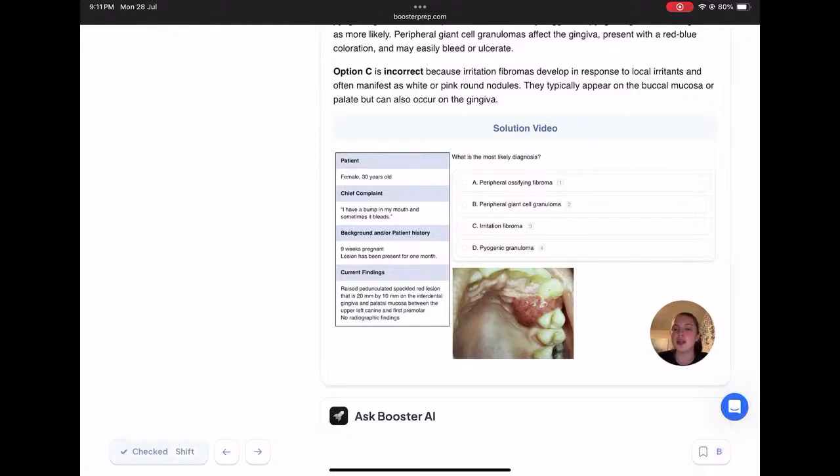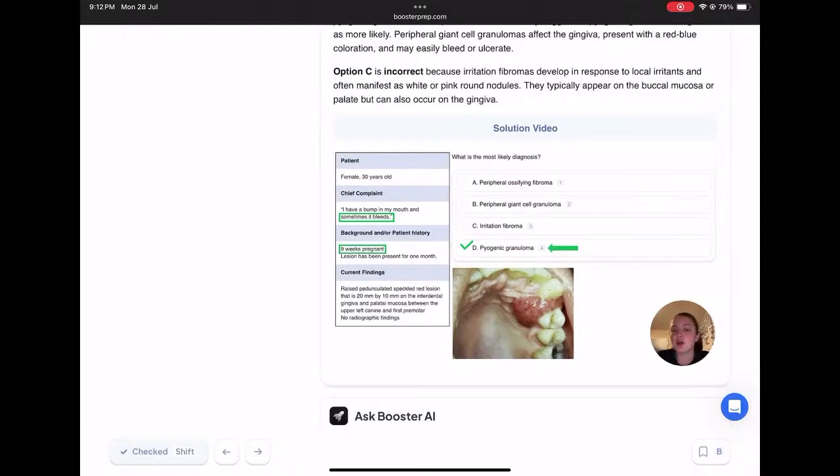A huge clue and indicator of the correct diagnosis is the fact that this patient is pregnant. The correct answer is associated with pregnancy, while the other answer choices are not. I also want to point out the fact that the patient reports sometimes that this lesion bleeds. This tendency is also more common in one of these answer choices when compared to the others. Based on the description of the lesion, its location, the fact that the patient is pregnant and the lesion bleeds, this is definitely D, a pyogenic granuloma.